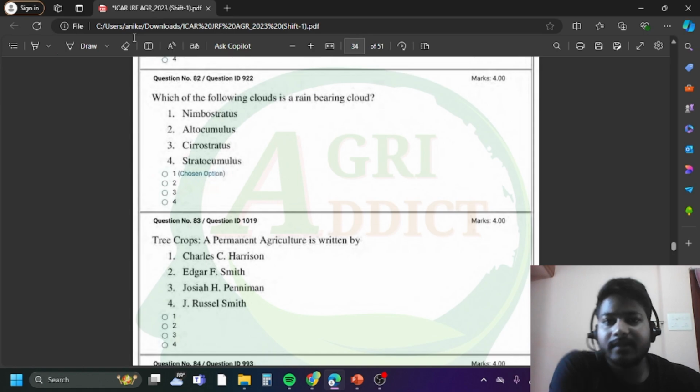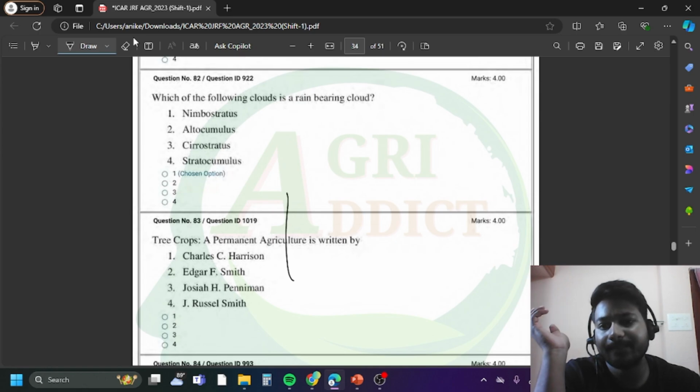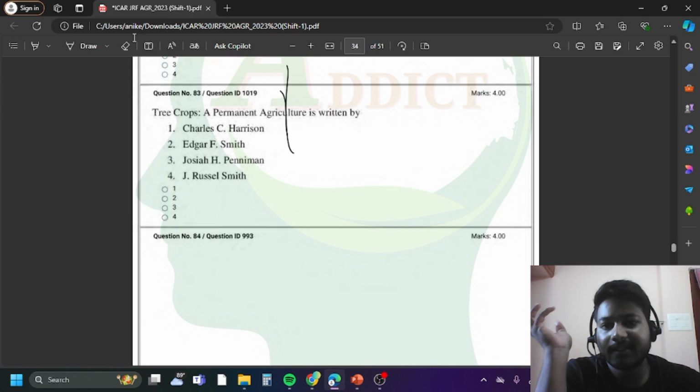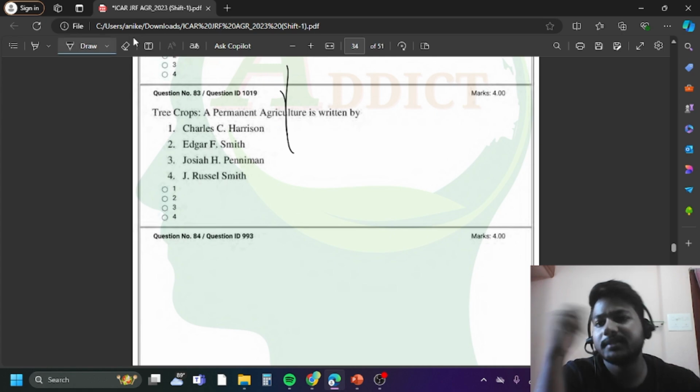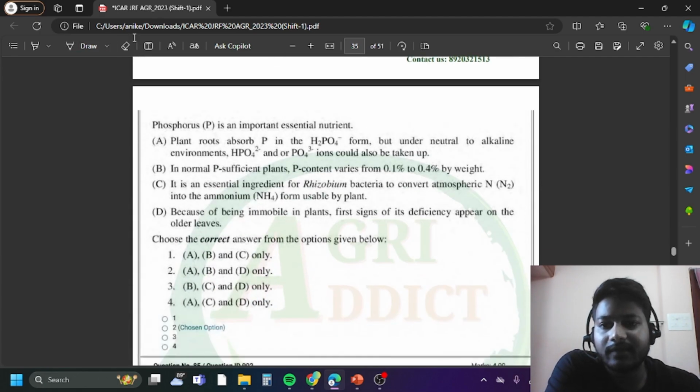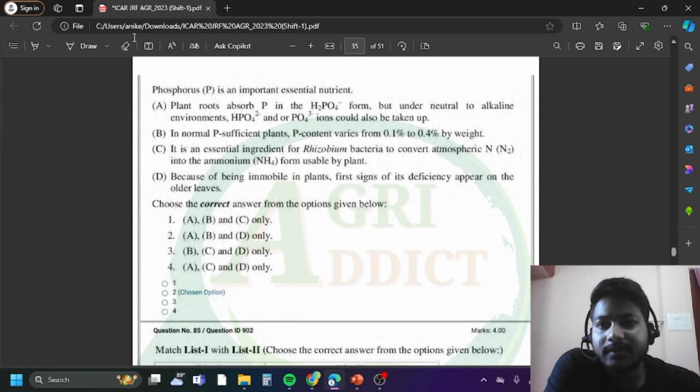Which of the following clouds is a rain-bearing cloud? Nimbostratus, altocumulus, cirrostratus, stratocumulus. Out of these four, nimbostratus is a rain-bearing cloud. This question comes under climate, and you need to remember all the clouds and their characteristics. Next is a book, Tree Crops: A Permanent Agriculture, written by J. Russell Smith. It's a very new question, and if you don't know, then it's better to leave this question. 84. Phosphorus is an important essential nutrient, and they have given the functions. Let's read out one by one.